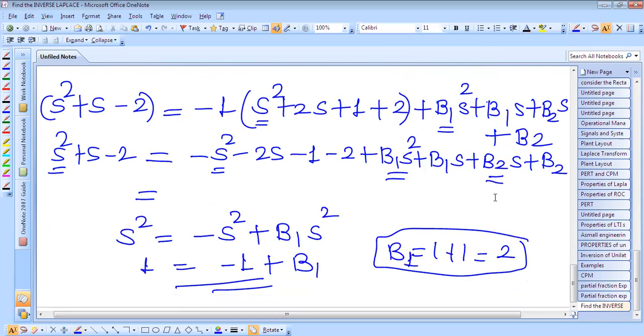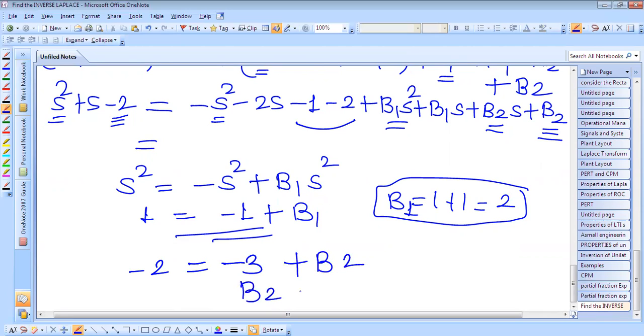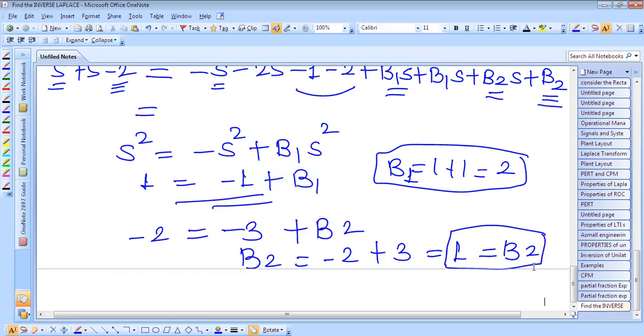Now we have to find the value of b2. For that we can just compare the constants also. The constant on this side is b2 and the constant on this side is 2, and therefore b2 is equal to minus 2. Now one more constant is here, minus 3. Okay, sorry. Minus 2 on this side; the constant is minus 3 plus b2. So b2 is equal to minus 2 plus 3, that is equal to 1. So b2 is here 1.